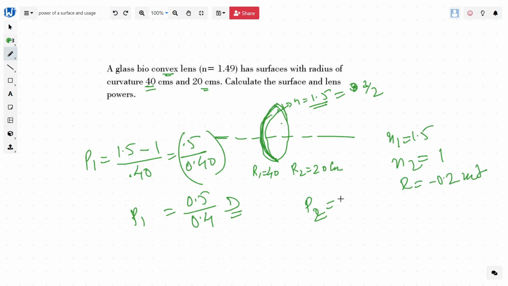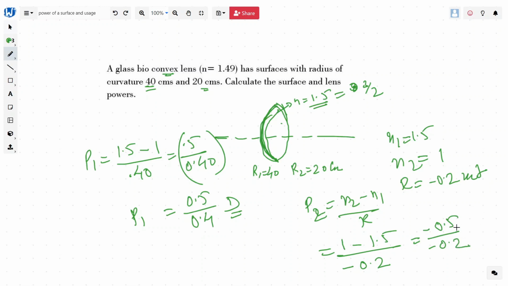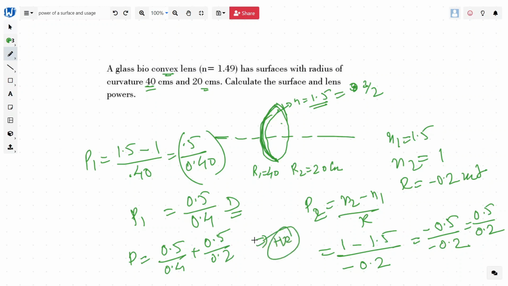Okay, and the power is going to be N2 minus N1 by R, and this is going to be 1 minus 1.5 divided by minus 0.2, which is minus 0.5 divided by minus 0.2, and that is equal to 0.5 by 0.2. We can simply add that up to find the power of the lens. So 0.5 by 0.4 plus 0.5 by 0.2, and you can do the maths and you will find a positive power. Okay, so this is for the convex lens.